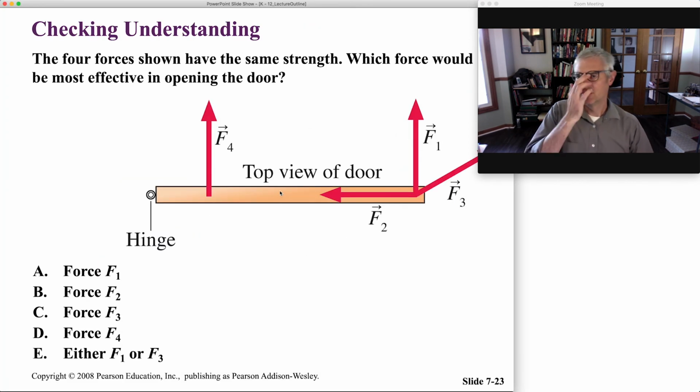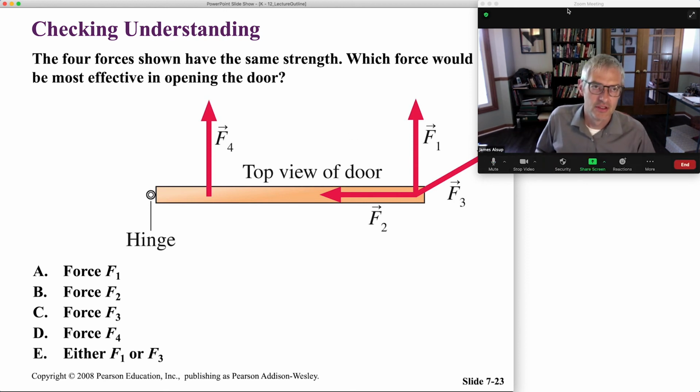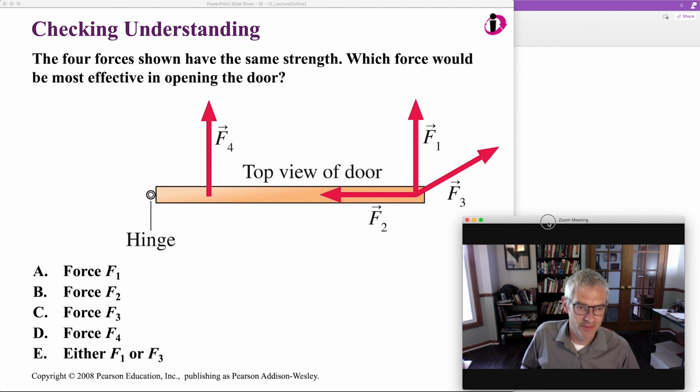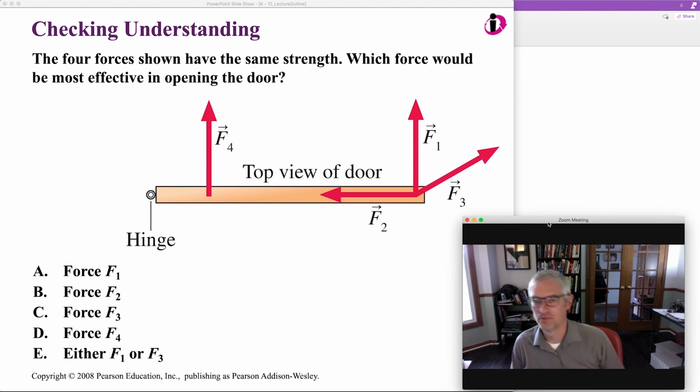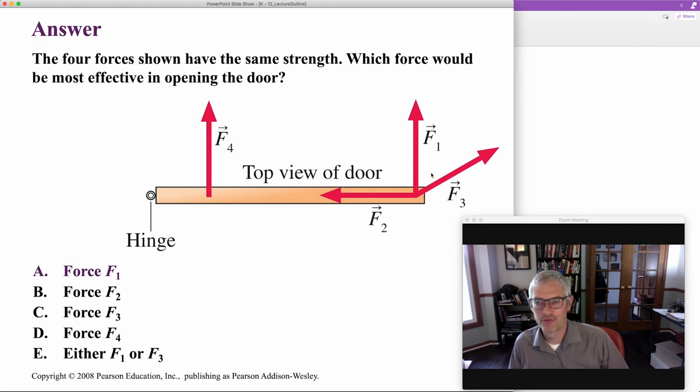All right, so here we got a checking understanding. We're going to sort of swap gears a little bit and look at something new, but it's something that I think we all have intuition built up on. So here, pause, unpause. Over here you got the door. How do you want to pull on it or push on it? It's going to be F1.